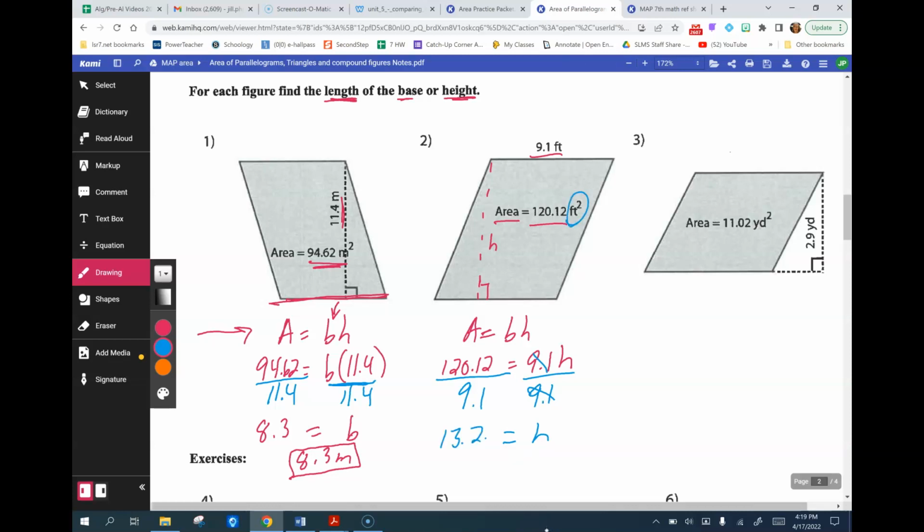What am I finding here? I'm dealing with feet. Okay, that's my answer. Good. Try this one. Go.